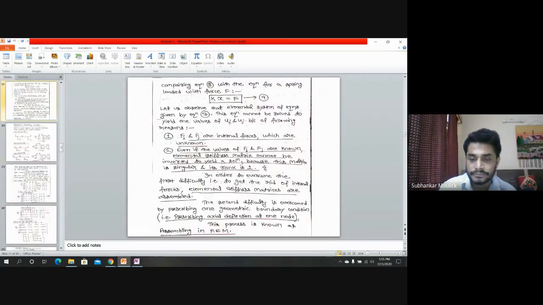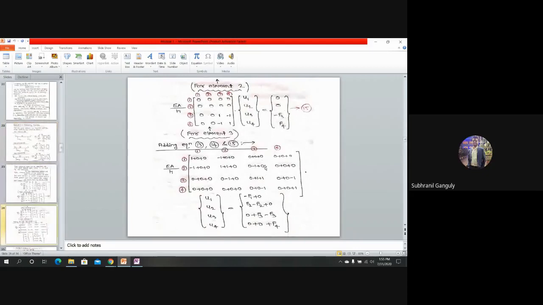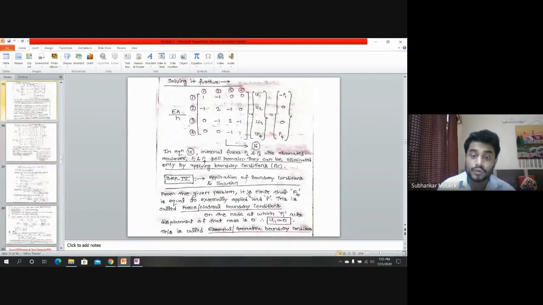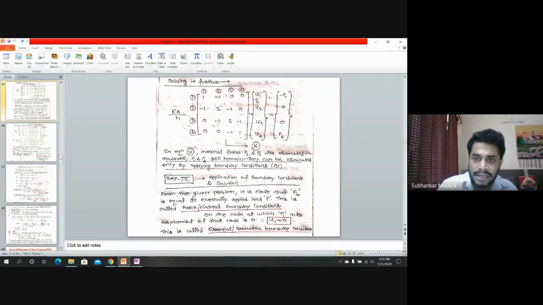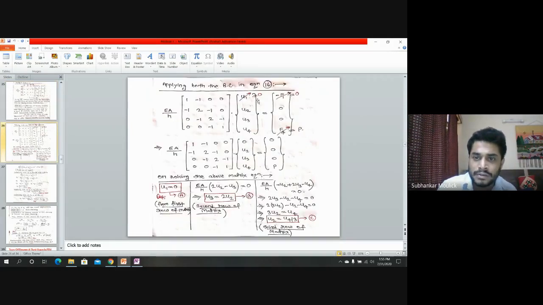Did you understand? Yes, sir. Fine. So this you have to find out for each and every problem, and the problem will differ from diagram to diagram. So by using those two boundary conditions, in equation number 16, I can write U1 as 0 and F4 as P. Let us write U1 is equal to 0, F4 is equal to P.